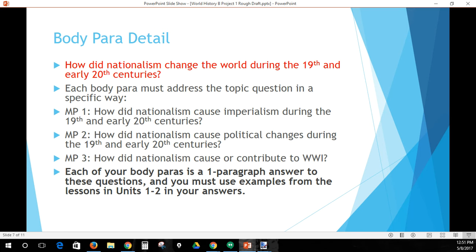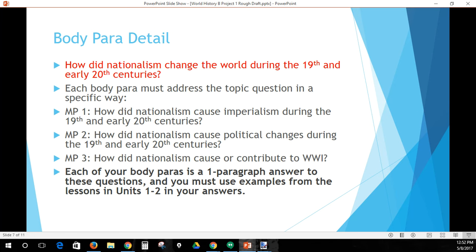So remember how you have to discuss imperialism, political changes, and World War I? So basically what you have to do is you have to infuse nationalism into those three things. And here's what it does. Main point one, your first body paragraph or main point is going to be about a 6 to 8 sentence answer to this question: How did nationalism cause imperialism during the 19th and early 20th centuries?